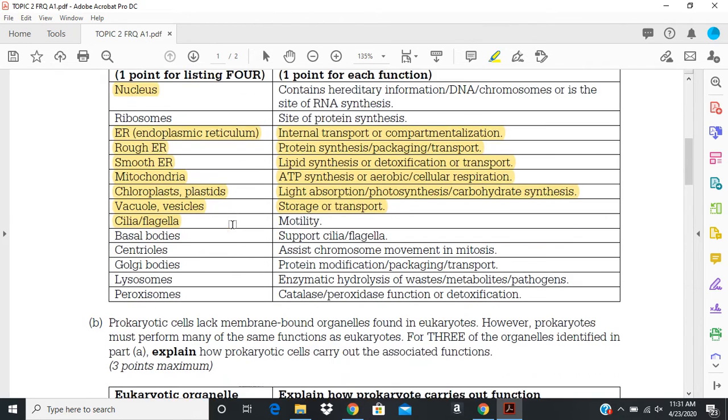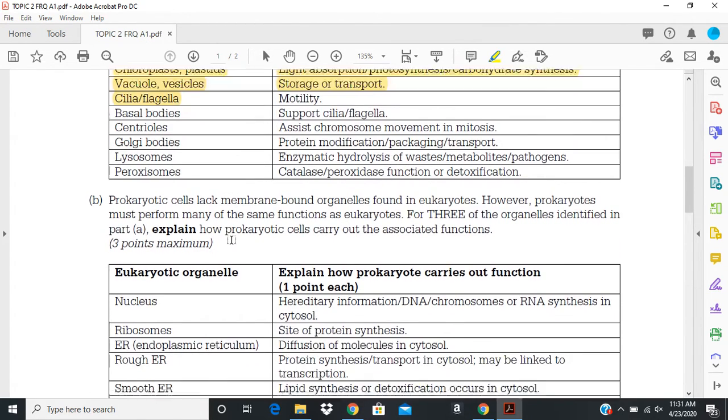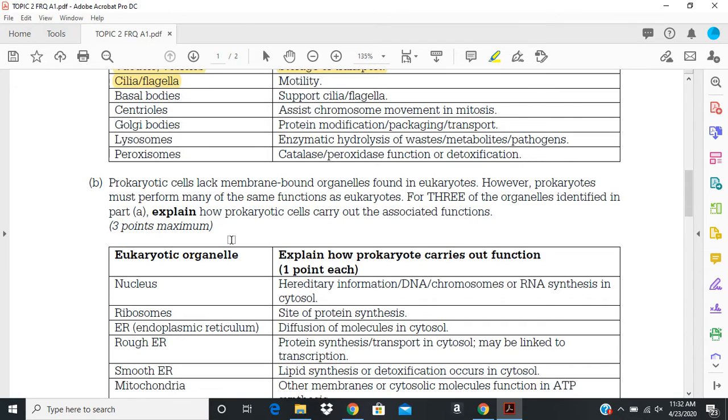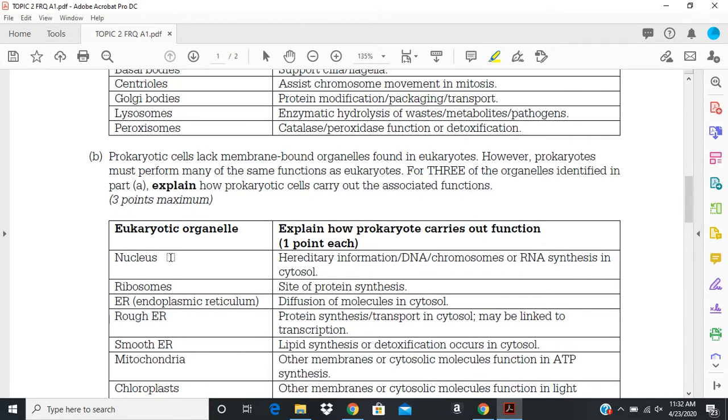Second part of the question asks you to describe 2 organelles that are in the eukaryote and how a prokaryote carries out the function. Okay, and so if you mention the nucleus, in prokaryotes, that information's in their cytosol, it's in their cytoplasm. For endoplasmic reticulum, instead of using this to move materials around, they simply have materials diffused in their cytosol. If we look at the rough ER and the smooth ER, the same thing. Everything's happening in the cytoplasm.